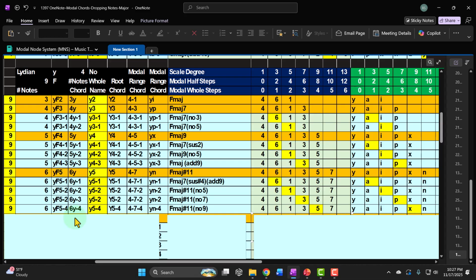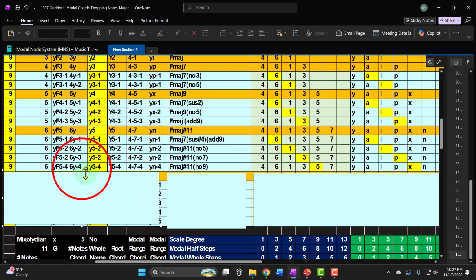It would be cleaner to just call it a 6 Lydian -4 or a Y5 -4, meaning we're always going to go long and then drop the 1 here unless we're dropping 2 notes, and it would be shorter text-wise to go short and then add the long, which we'll talk about in a future presentation.